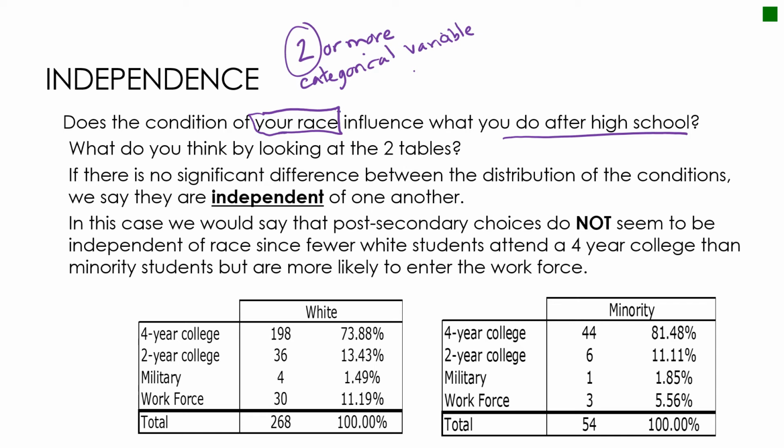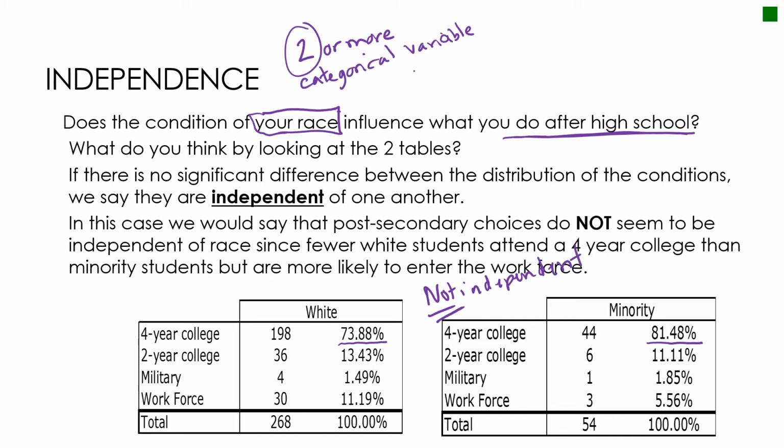If the race changes, if I choose a different race, do the percentages differ? Looking at my table, I can see that if I'm a white student, I have a 74% chance that I went to a 4-year college, whereas minorities had an 81% chance. Those numbers are not the same. Therefore, we can say that these are not independent.